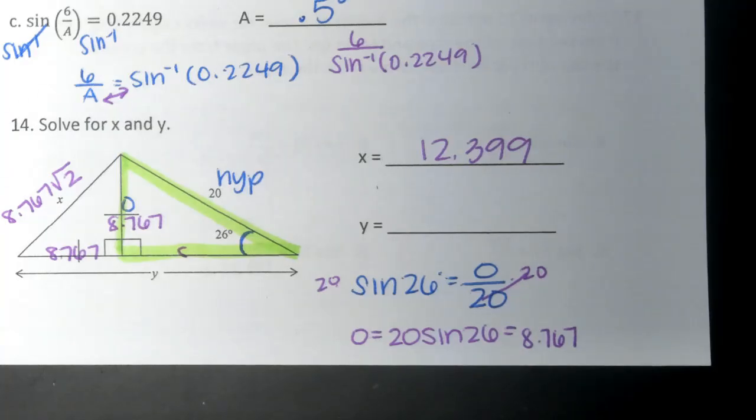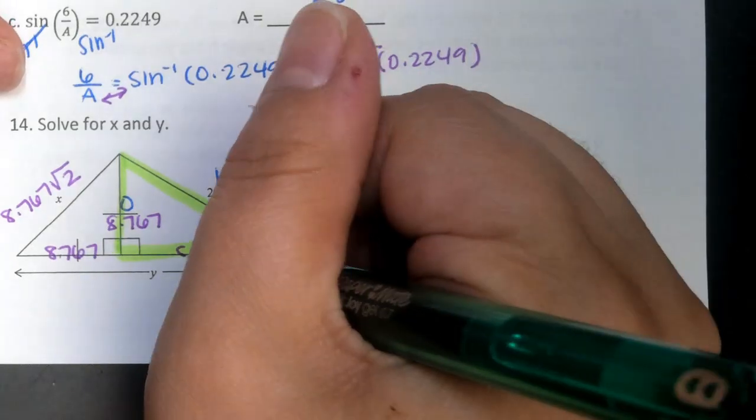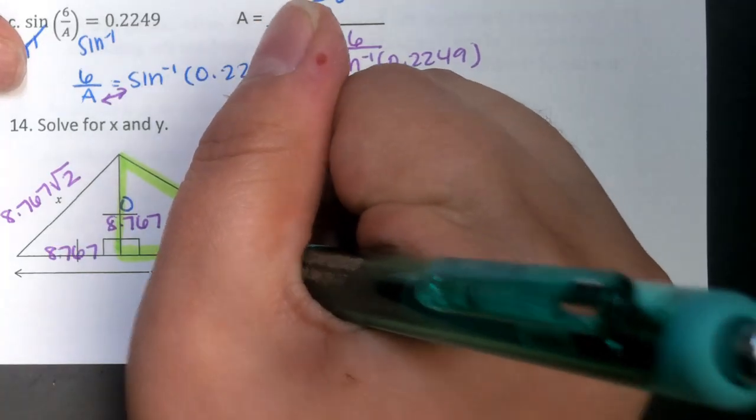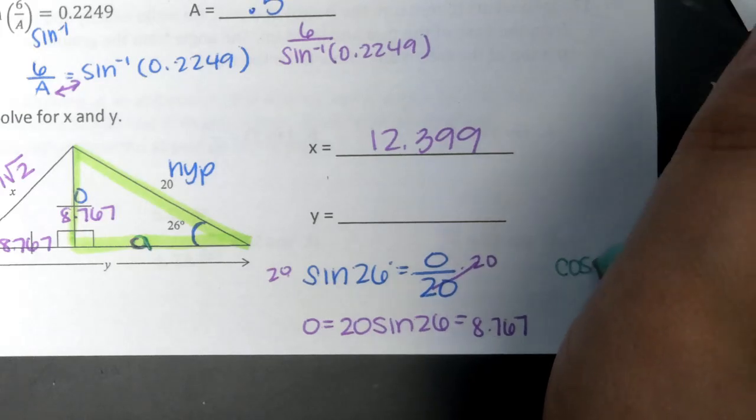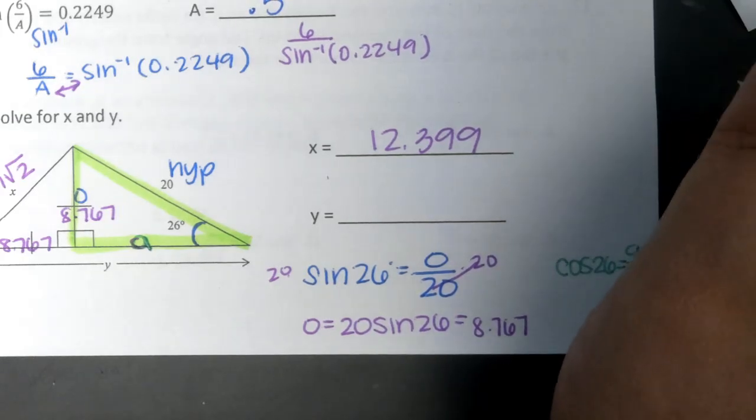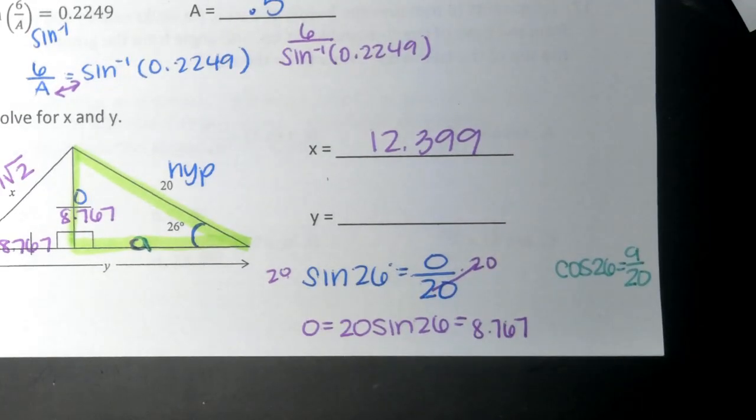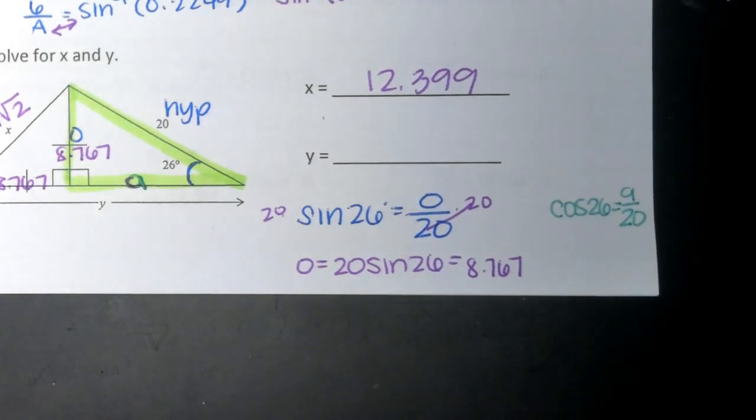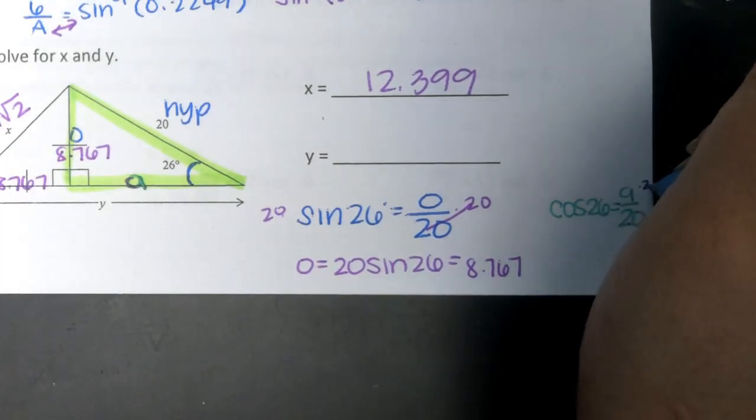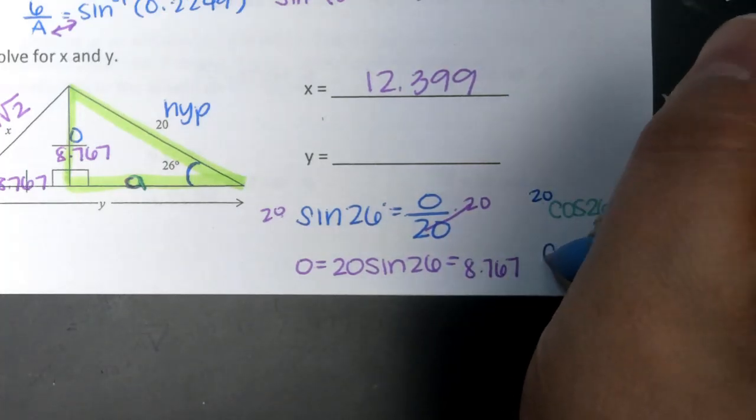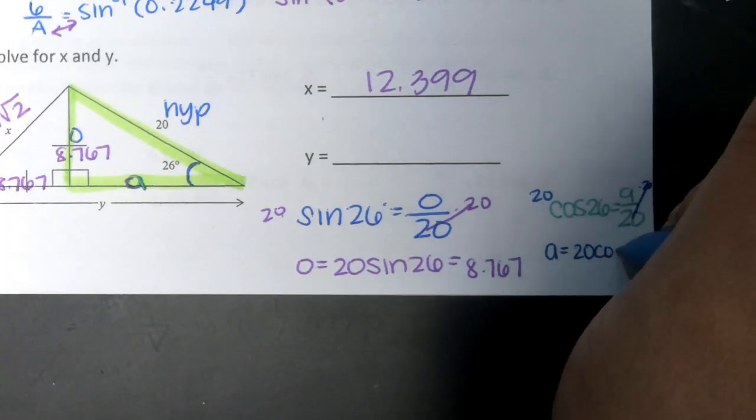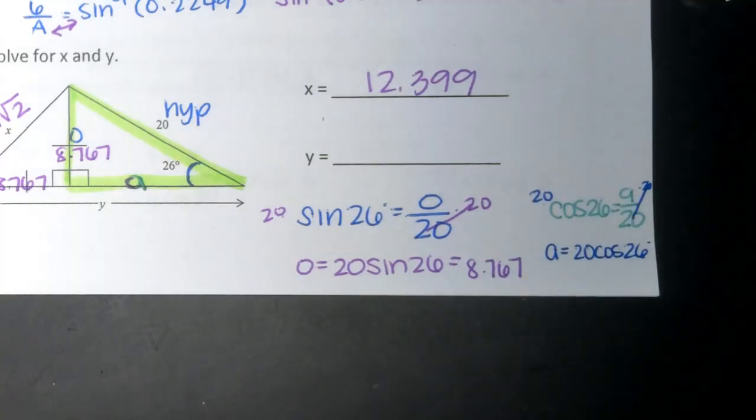Next, what do I got to do to find y? I got to do the adjacent side now. So adjacent over hypotenuse is cosine. Cosine of 26 is adjacent over hypotenuse. Sorry, that's kind of hard to see for y'all. I'm going to multiply both sides by 20 so that your adjacent is 20 cosine of 26.